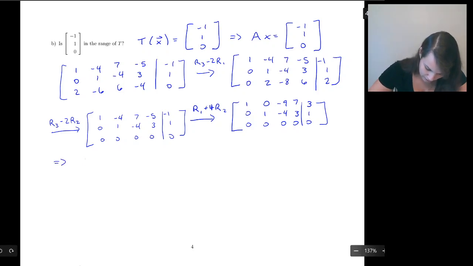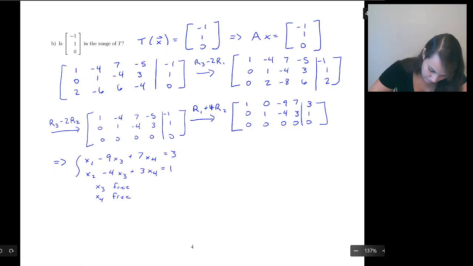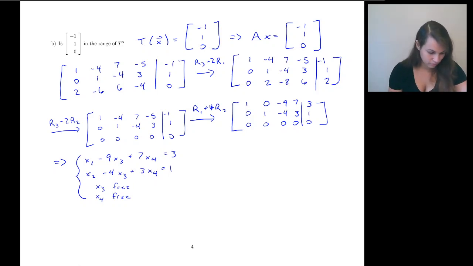So then we've got x1 minus, you know what, I can't ask you if I can go quick. I'll go slow. So x1 minus 9x3 plus 7x4 is equal to 3. x2 minus 4x3 plus 3x4 equals 1. x3 and x4 are both free. They're little free bunnies. And so actually, we could stop right here.